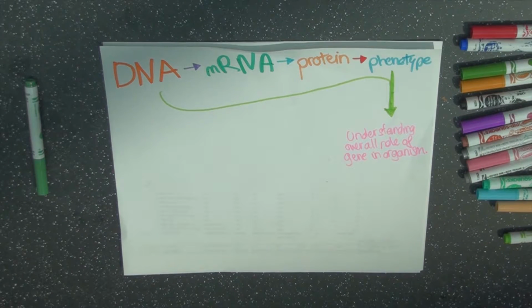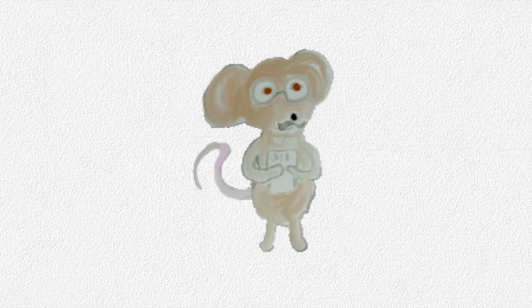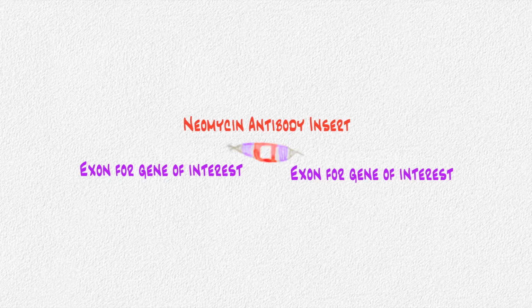Although transgenic animals can be any animal for which we know the parts of its genome, the most commonly used is the mouse. The mouse gene that we seek to stop expressing is isolated within the mouse genome. We then mark it with the neomycin antibody gene by creating a replacement vector.